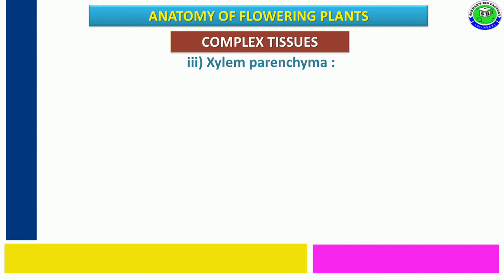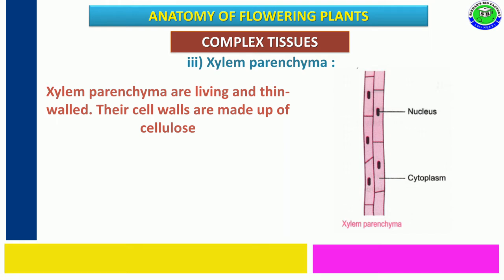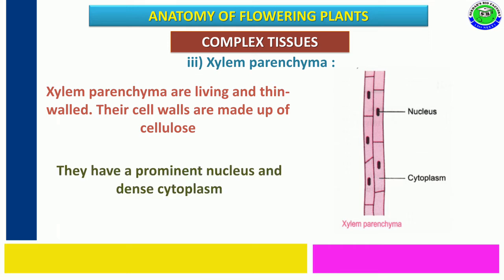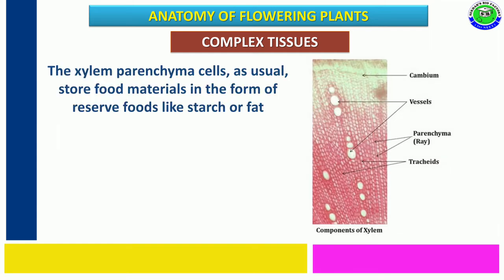The fourth component is xylem parenchyma. In between the xylem tissue, some living and thin-walled cells are present, called xylem parenchyma. Its cell wall is made up of only cellulose. Inside this xylem parenchyma, there is a prominent nucleus, along with dense cytoplasm.